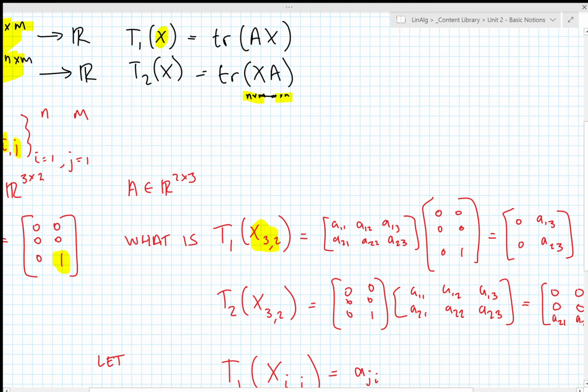And so what I get is I take this 2 by 3 matrix that's A, and I right multiply it by a 3 by 2 matrix that's X. That's just one of my base vectors.